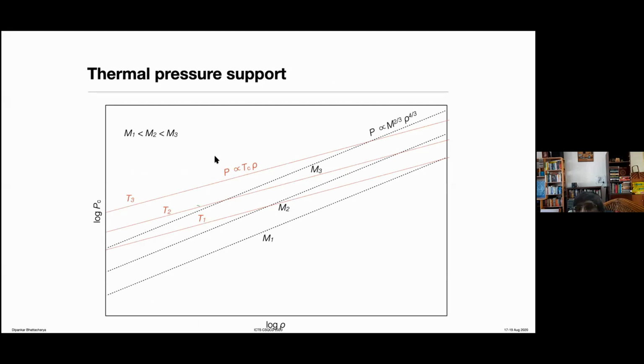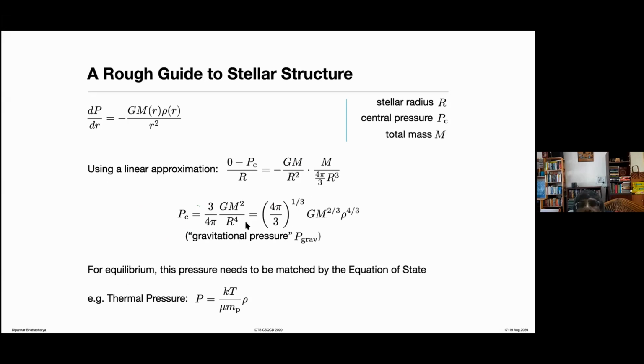So now, if I take this requirement, that this central pressure, which is proportional to G M to the power of 2/3 rho to the power of 4/3, should be balanced by thermal pressure, which is given by kT by mu m_p times rho, or T times rho.